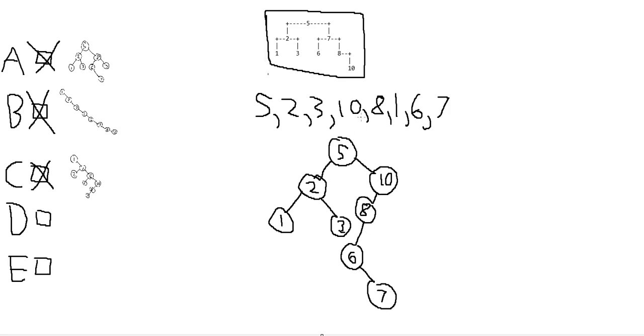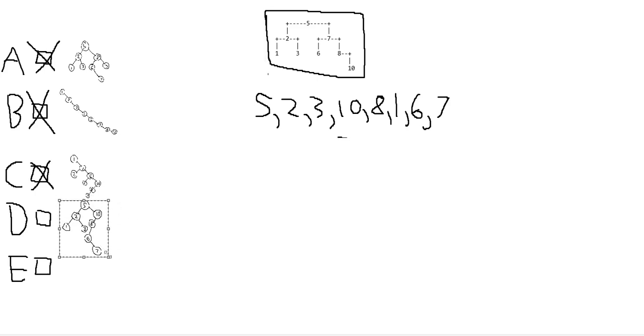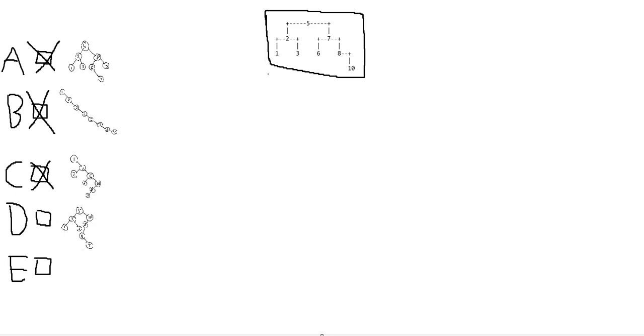Unfortunately, this does not look like what our binary search tree is attempting to be. Hopefully, E will be our answer that we're looking for. Otherwise, we may have a problem. Our sequence for E is 5, 2, 3, 7, 8, 1, 6, 10.